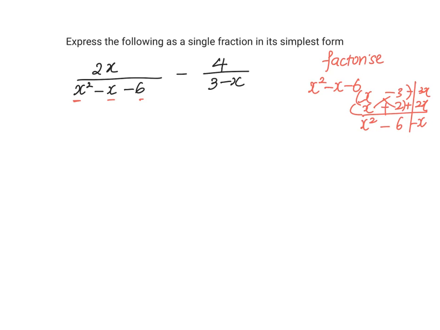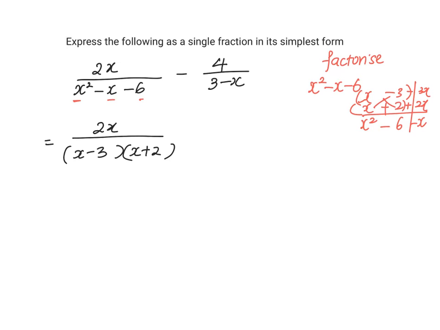Okay, so I will have changed my new denominator. This will become 2x over, okay, change to 2 factors. So this will be x minus 3, the other one will be x plus 2.